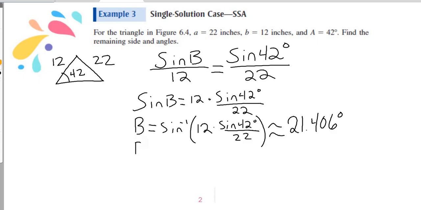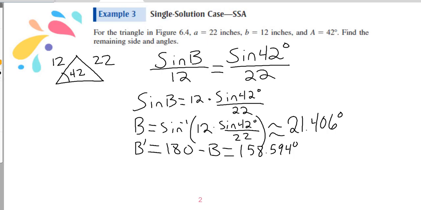Now this angle is what? Acute. Which remember that means that our second option for B has to be obtuse. So that's where we take 180 and we're going to subtract that B value. And we should get 158.594. So far we're going to move forward like we have two solutions. Yes, no, maybe.